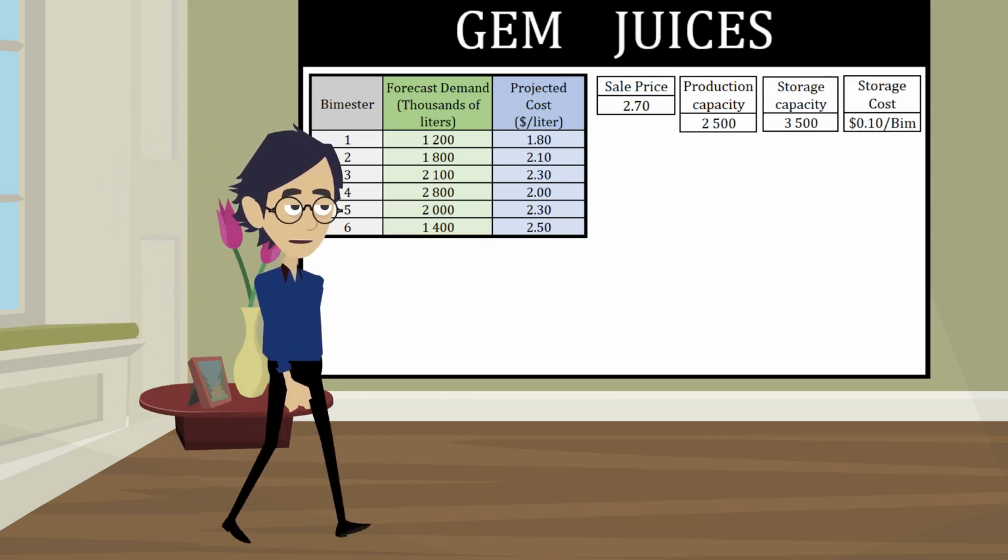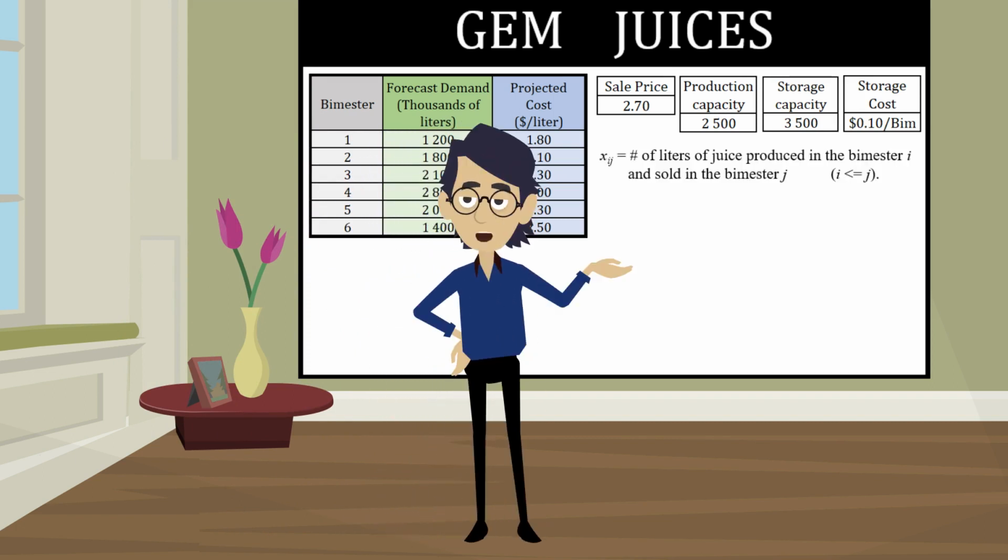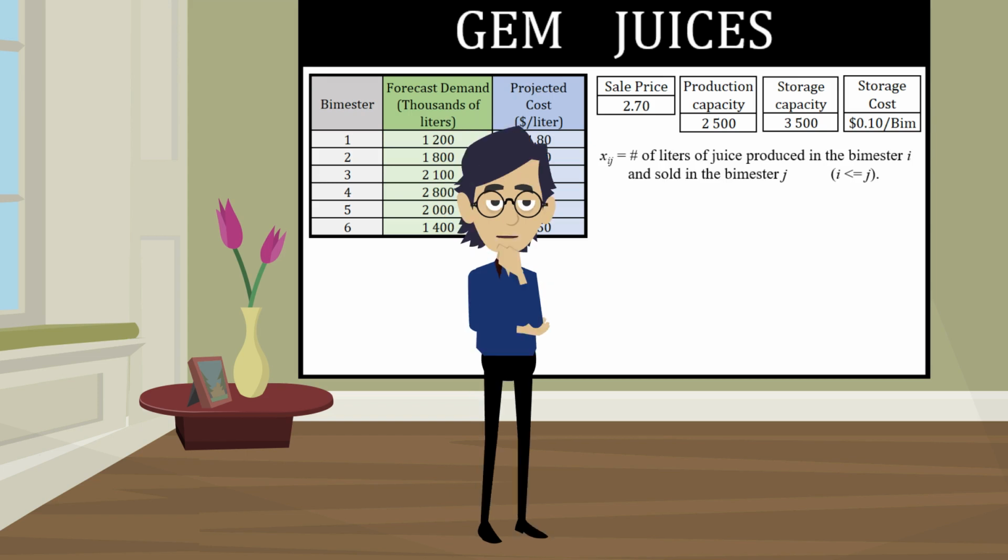Let me define our decision variables as Xij equal to the number of liters produced in the bimester i, and sold in the bimester j. This expression makes sense only if i is less than or equal to j. For example, it would not make sense to say that we are going to produce in the bimester 4, to sell in the bimester 2. On the other hand, it is also convenient to say that for GEM it is not obligatory to satisfy the projected demand.